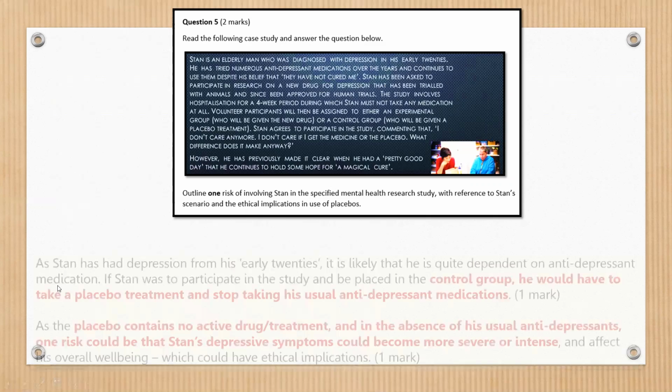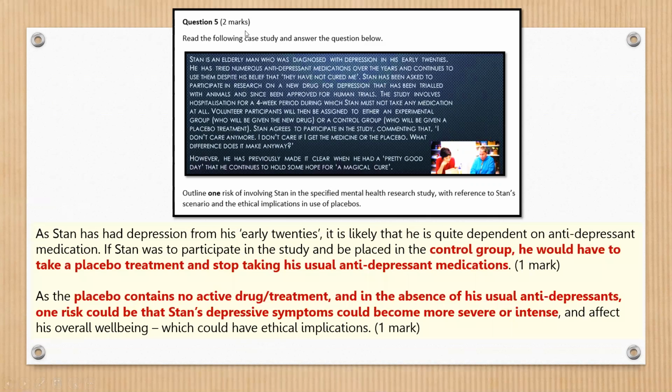Okay, so I'll just show you guys the sample answer, and it's worth 2 marks, so it's not worth a whole lot, but you do have to mention some key ideas here. The first key idea you have to mention is that obviously if Stan is receiving the placebo treatment, that means he'd be in the control group, and in order to receive the placebo treatment, he'd have to stop taking his usual antidepressant medications. And in the case study, it says not take any medication at all. Okay, so there's some indication there that Stan will have to stop his usual antidepressant medications.